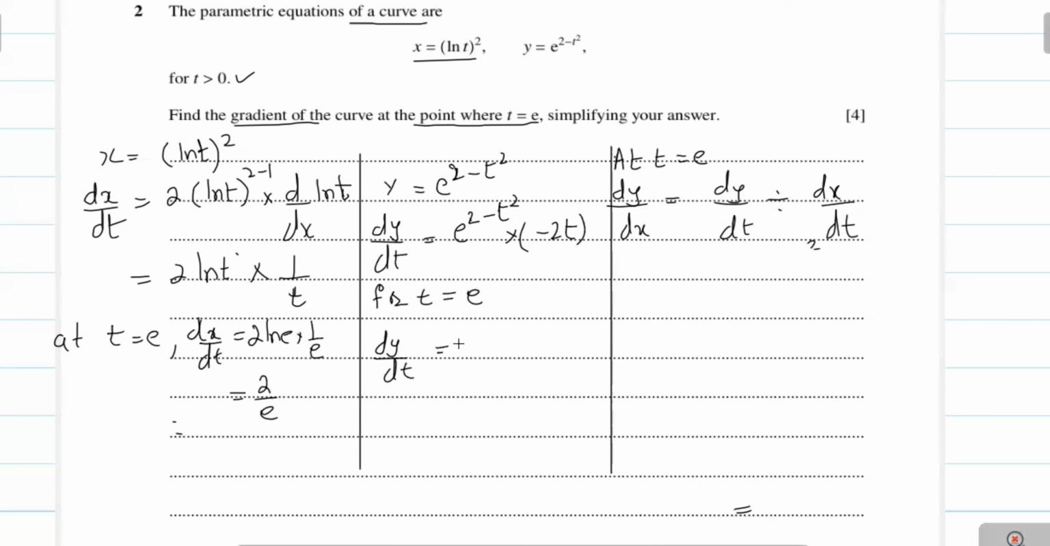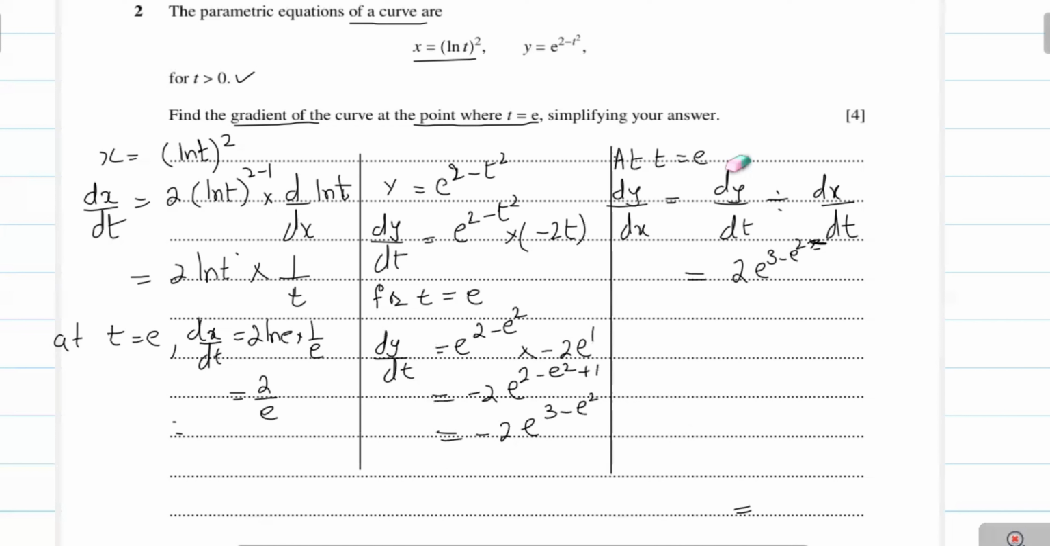dy over dt will be equal to e power 2 minus e square into minus 2 power e 1. We can write minus 2 into e power (2 minus e square plus 1). This value will be equal to minus 2 into e power 3 minus e square. Now we substitute the value of t here. Dy over dt is minus 2 into e power 3 minus e square.